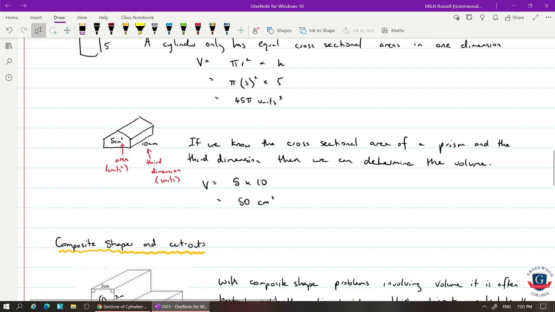Our third dimension is 10 centimeters, it's the depth of the page. So we can take the area, multiply it by the depth. The area is 5, the depth is 10. Multiply those together, we get 50. So the volume of this shape will be 50 centimeters cubed.